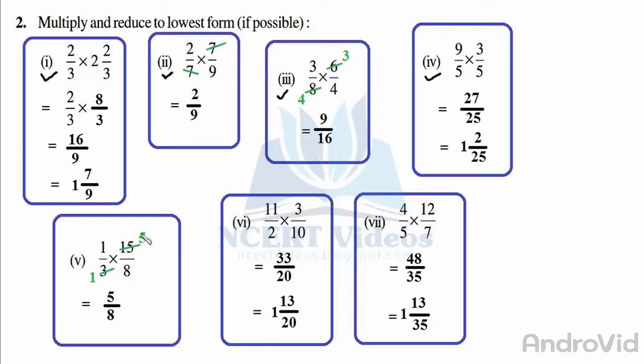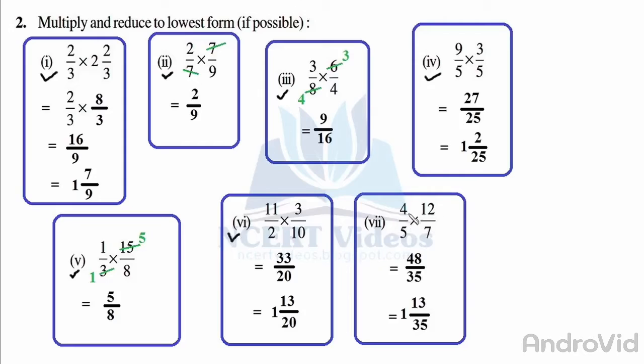Now again cutting opportunities. 1 3s are 3, 5 3s are 15. So 5 over 8 it is proper because numerator is smaller than denominator. Now 33 into 20. It is improper. Numerator is greater. So we got to change it into proper. 2 1s are 20, 13 is remainder. So this is your sixth.